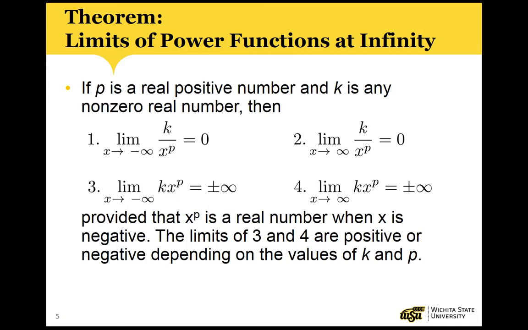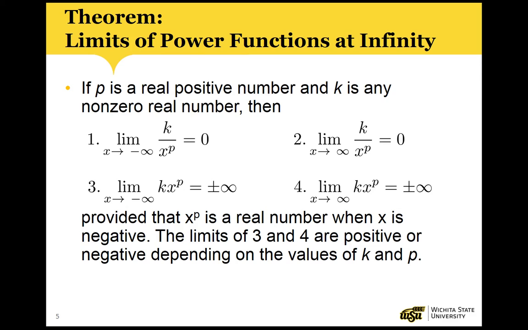We have the following theorem about the limits of power functions at infinity. If p is a real positive number and k is any non-zero real constant, then the limit as x approaches negative infinity of k divided by x to the p power is equal to 0. And the limit as x approaches positive infinity of k divided by x to the p is equal to 0.